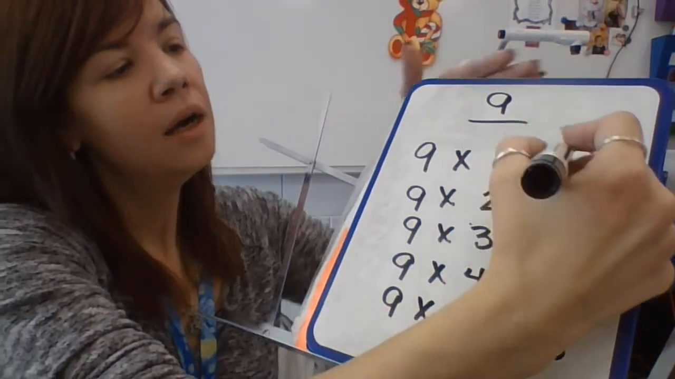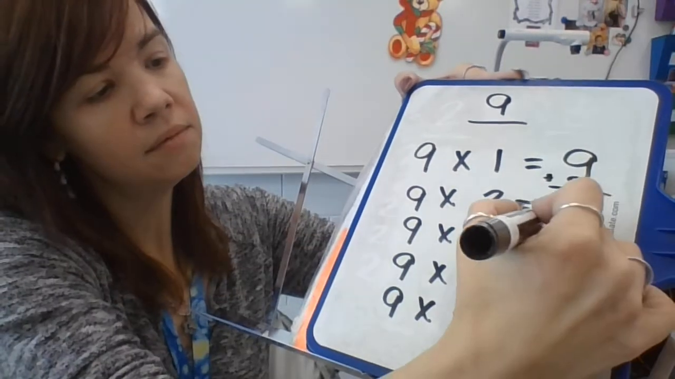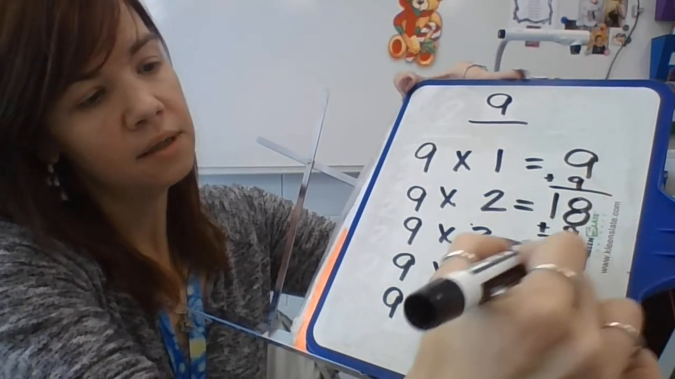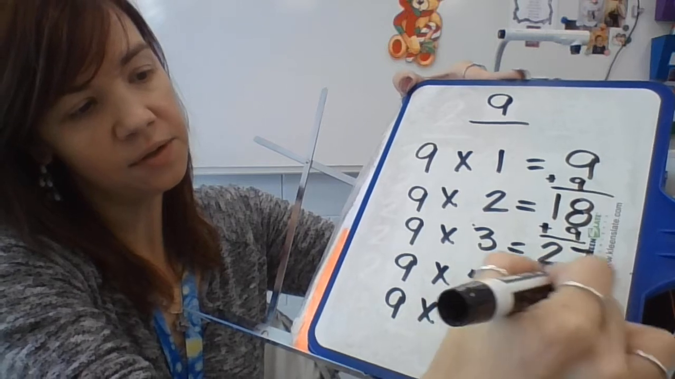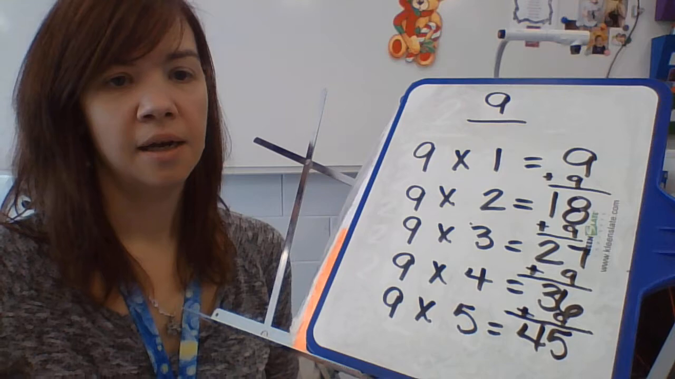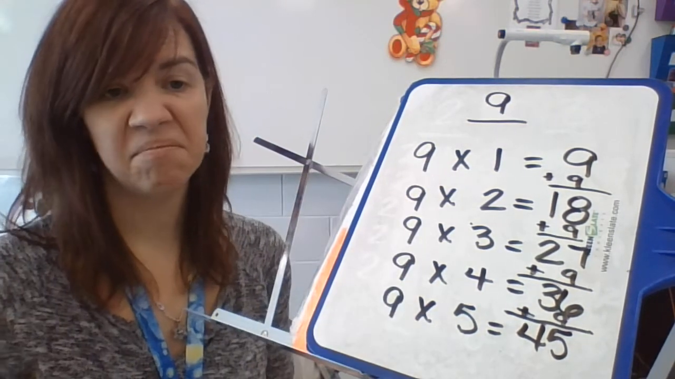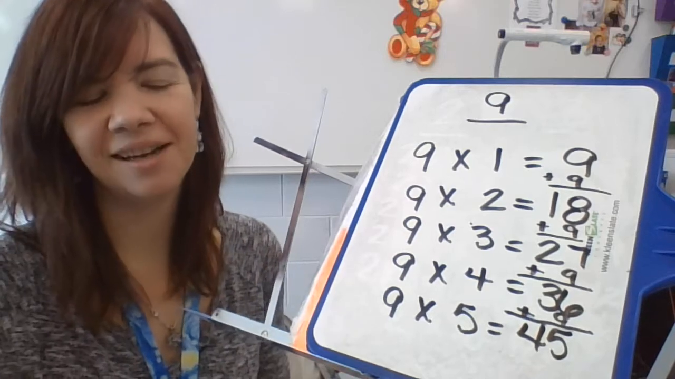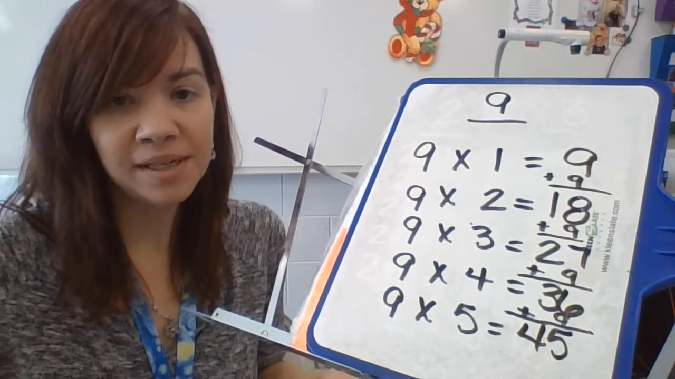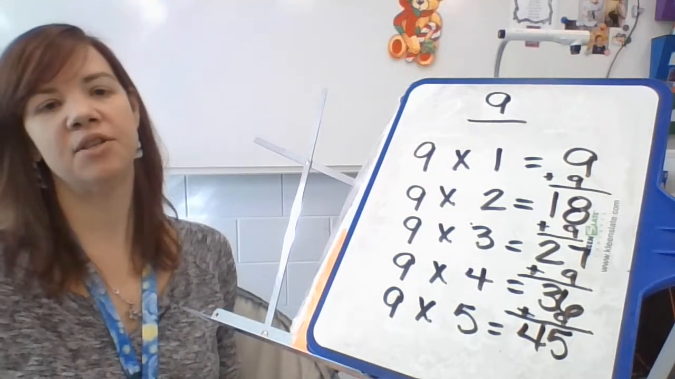Okay. I could have added 9 to get each of these answers. Either way is fine, guys. You can multiply, you can add. Maybe not quite so squished together like it is there, but either way you're going to get those multiples because it's just multiplying or repeated addition.